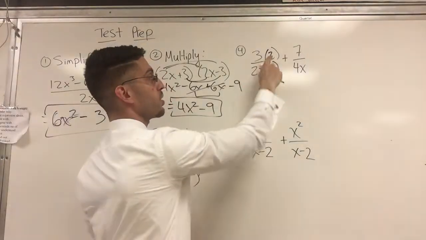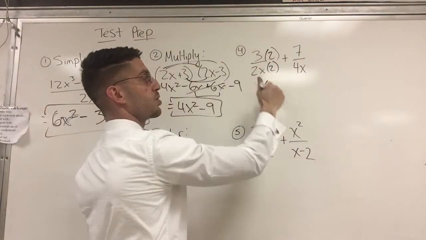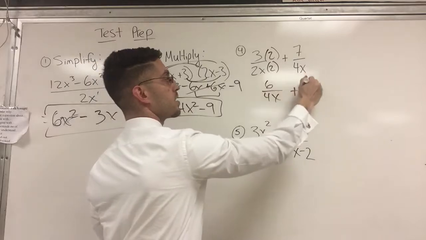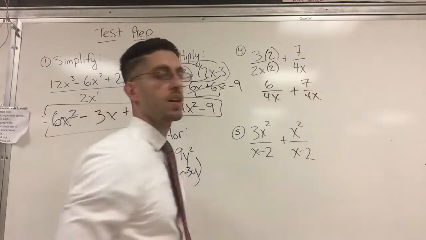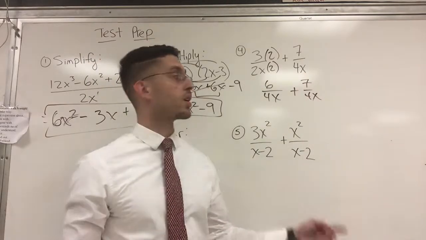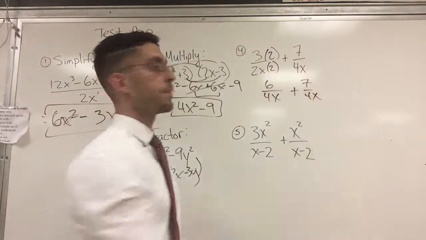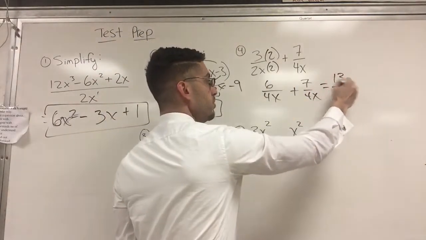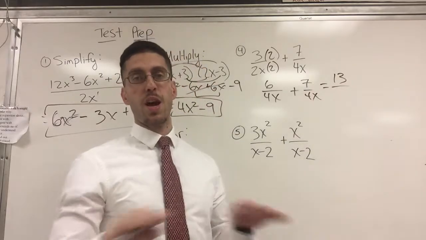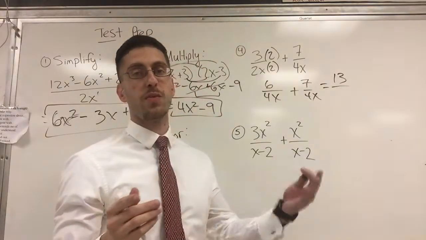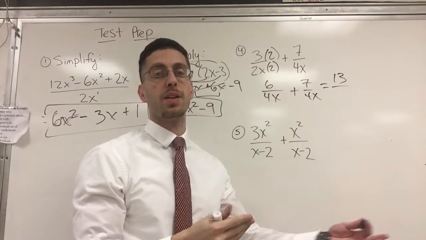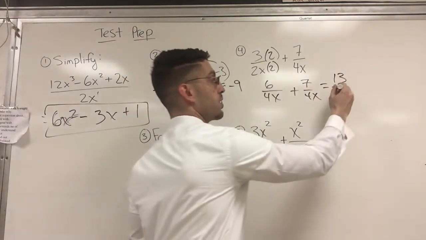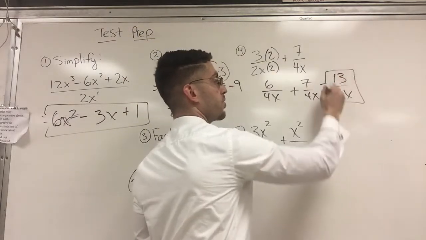My new fraction is 3 times 2 is 6, 2 times 2 is 4x, plus 7 over 4x. Now, any 3rd grader could do it. Just add straight across the top. 6 plus 7 is 13 over 8x, right? No. 4x, keep the common denominator. You got to remember that from 3rd grade. It stays 4x. And that is your final answer.